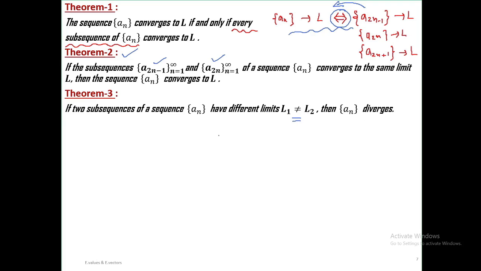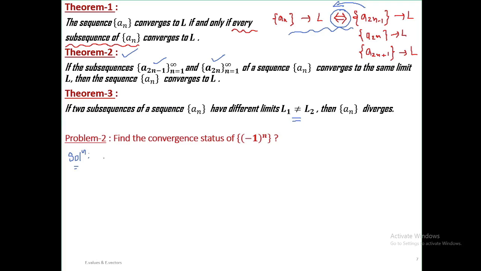Okay, so let us do one problem based on theorem number 3. Find the convergence status of the sequence minus 1 whole to the power of n. So now I am applying theorem number 2 or theorem number 3. First I will generate two subsequences, then I will find their limits. If the two limits are same, then the original sequence converges. If the two limits are not same, then the original sequence diverges.